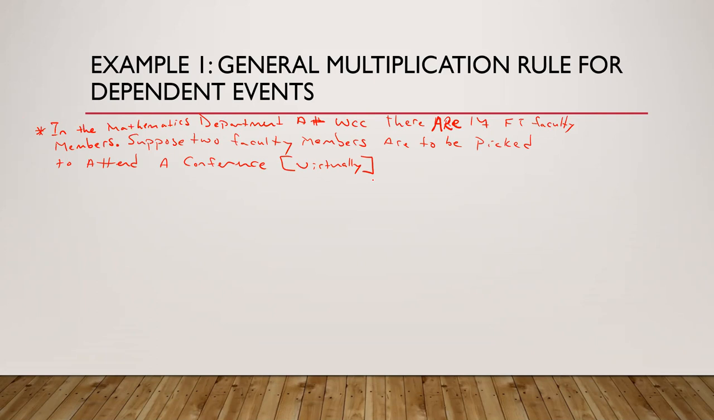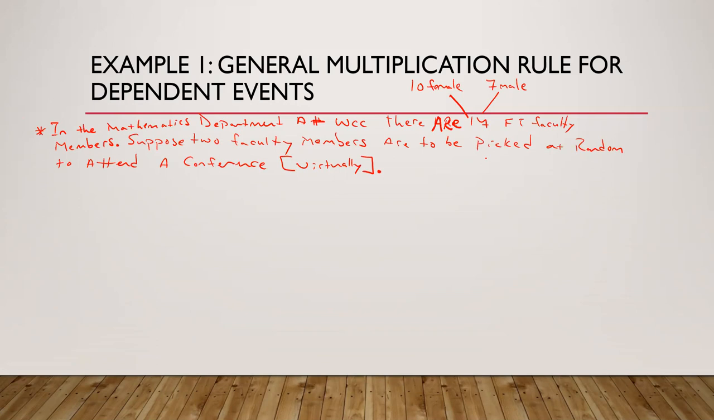And I'm sorry, I have to backtrack a little bit. I have to give you a little extra information about the faculty members here. So within the math department, there are 10 female faculty members and 7 male full-time faculty members. I'm sorry for not breaking that down for you, because we need that. So suppose two faculty members are just going to be picked at random to attend a conference. Suppose it's a conference on educational math, pedagogical methods in mathematics online or something like that.